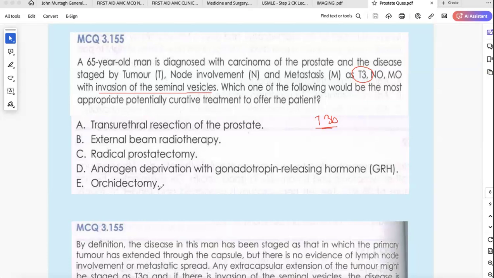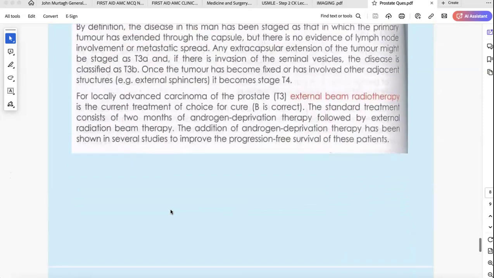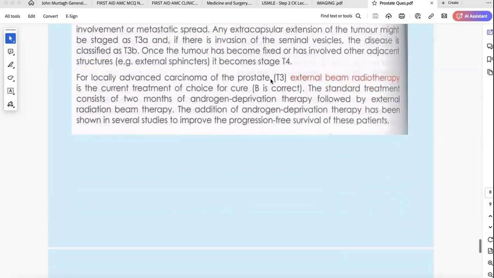Now remember, we talked about it that prostatectomy is not the best option when it is a locally advanced one. For such a case, EBRT will be the best option. So when it is within the prostate, prostatectomy. When it is out of the prostate and not metastasized to the bone or somewhere, EBRT is the best option. So for locally advanced carcinoma, EBRT is the current treatment of choice.